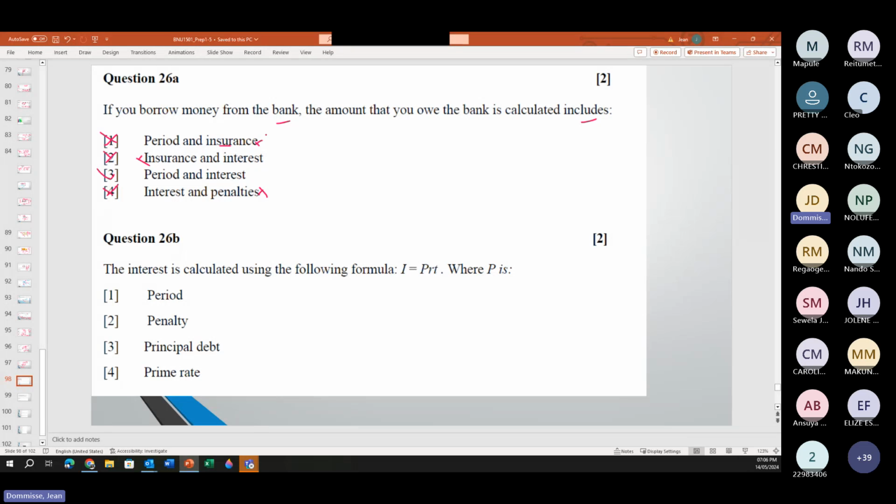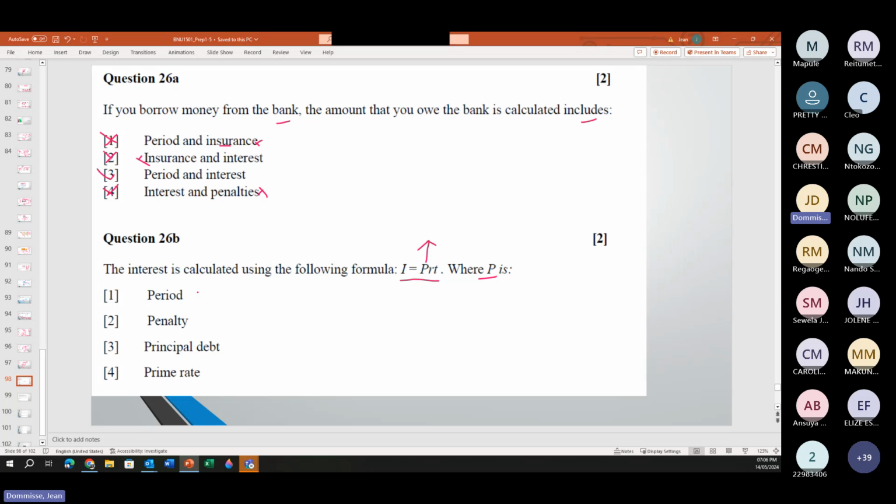So that would have been a much simpler English question to ask, which is what are the two things that you need to be aware of if you borrow money from a bank. It's how long you borrow it for and the interest that you borrow it against. Okay, the interest is calculated with this formula, so that is your simple interest formula. And what is P in that formula?